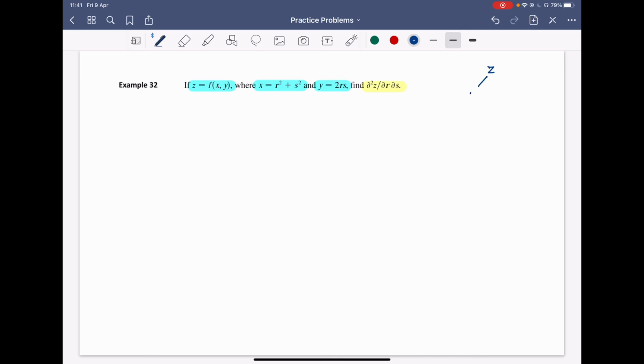So c is a function of x and y, x is a function of r and s, y is a function of r and s. Let's look at this notation together and see if you can recall it. The second derivative of c with respect to r and s here means you need to differentiate c with respect to s first, and then after that differentiate with respect to r. Keep in mind that the notation is so important.